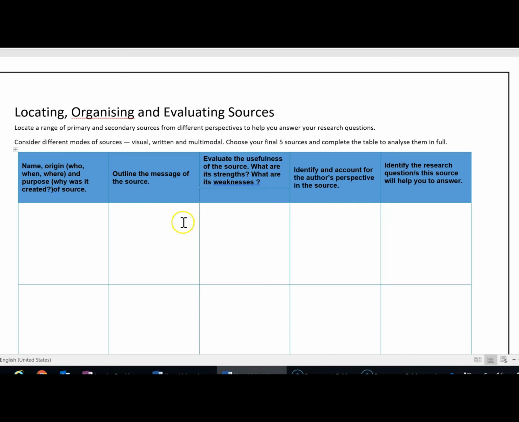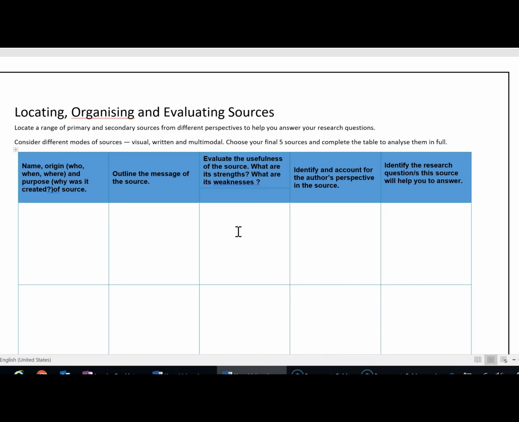So give that one a go there. Now we've got to work out, is it useful? So what are its strengths? Its strengths might be that it has a lot of information and that it can tell you a lot about the period of time or about the person. Its strengths could be that it's written by the person itself, so you're really getting an insight into that person's mind. But then that might have a weakness.